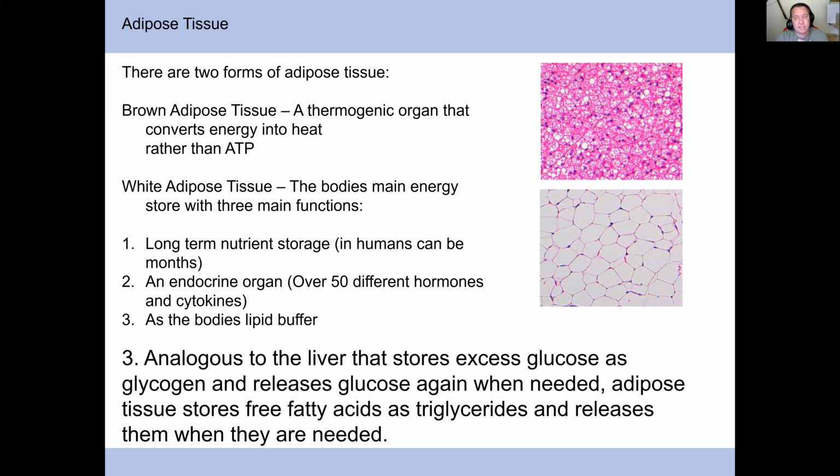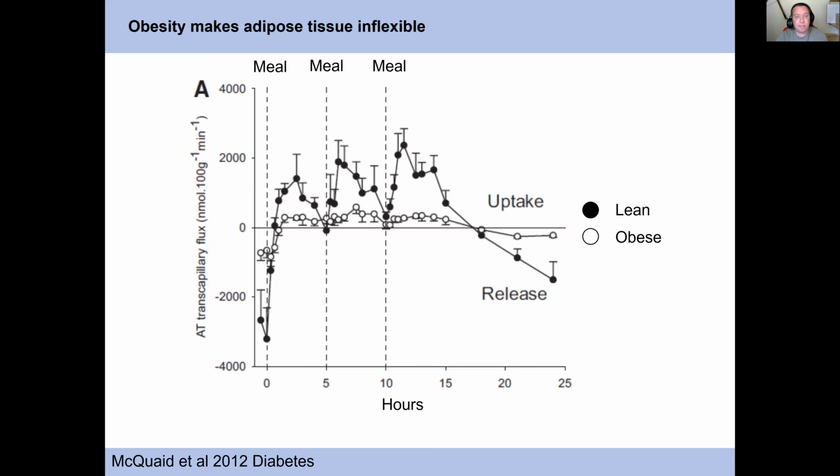And analogous to the leg data we showed, adipose tissue can also become metabolically inflexible in obesity. So this is another AV difference experiment, but in this case, instead of being across a leg, it's across a fat pad. And instead of measuring carbon dioxide and oxygen, we're measuring free fatty acids, the components of the lipid we eat in our diet, and we're looking at whether they're taken up or released.